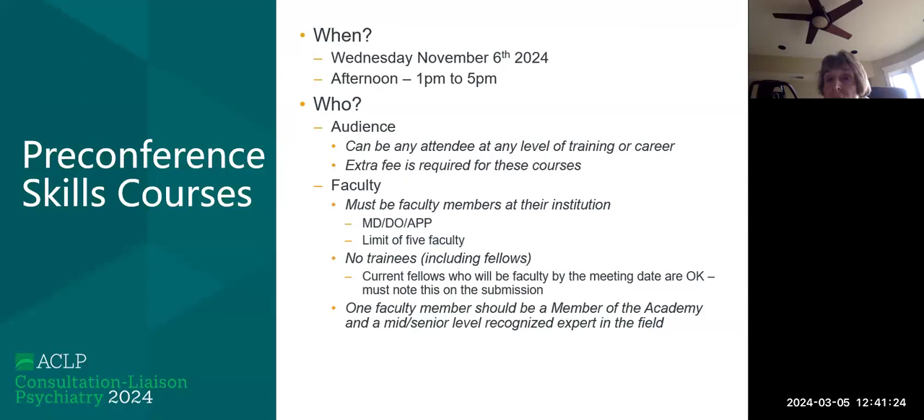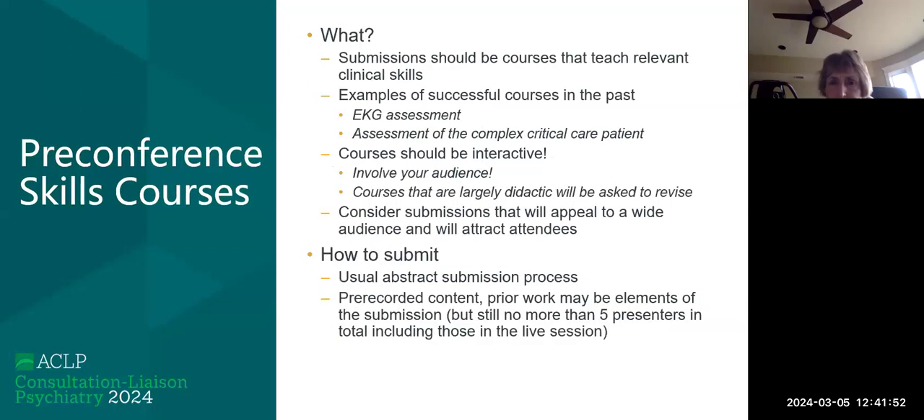Trainees, including fellows, cannot be faculty for the pre-conference courses. If a trainee will be faculty by the time of the meeting, that is okay, but you have to make a note of it on the submission that the person who's a fellow is going to be advanced to whatever level of faculty at their institution. We also prefer courses that do not include people all from the same institution. Can I get the next slide, please?